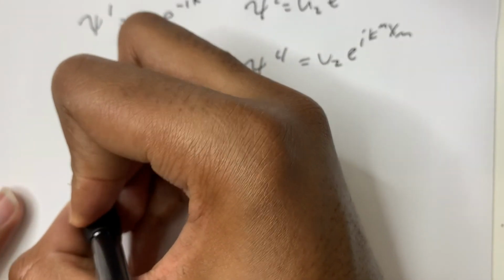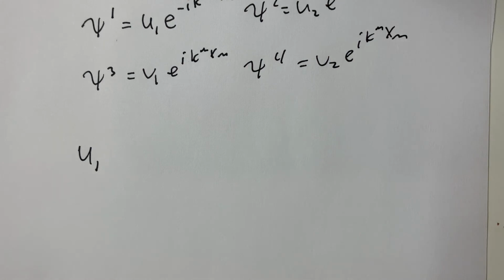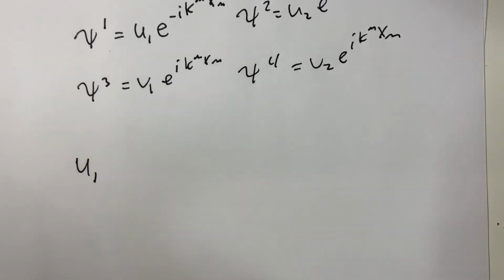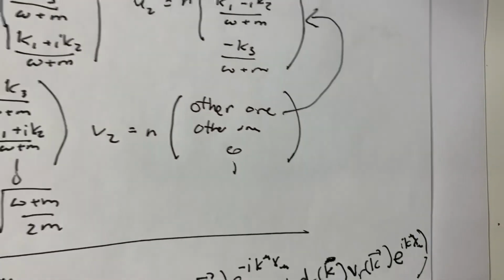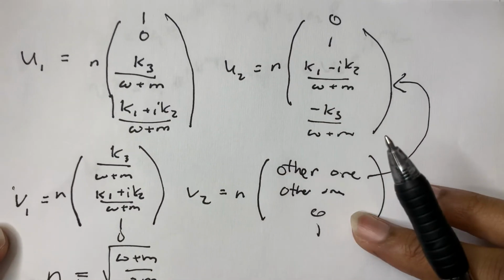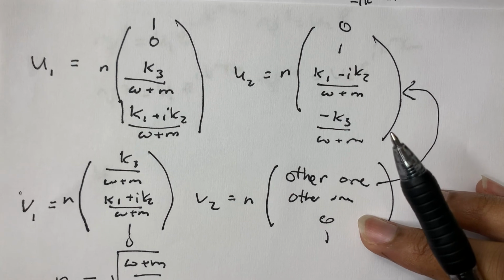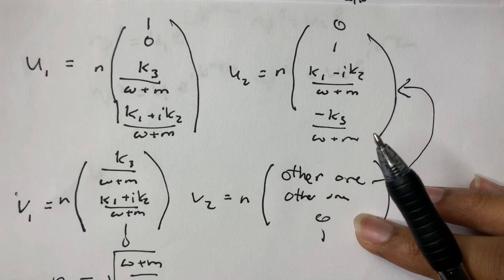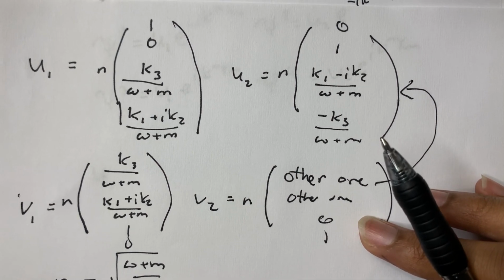Where before u1 looked like 1, 0, 1, 0, now u1 is going to look different. Here's what it looks like. I'm too lazy to write this entire thing down because you can see it's very long. So if you wonder why we are doing this, it makes our components look really complex, but it actually makes it simpler.